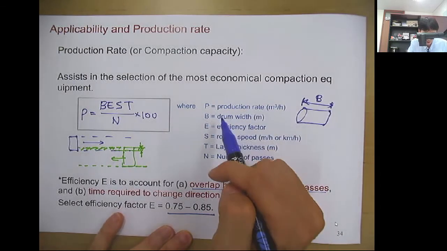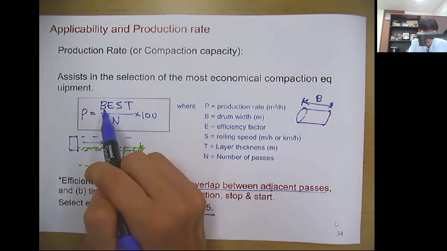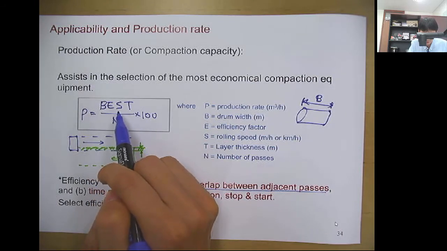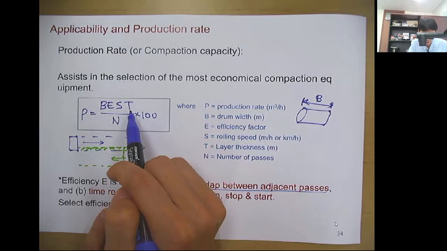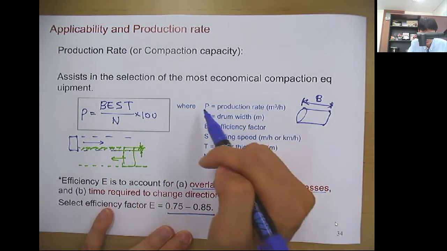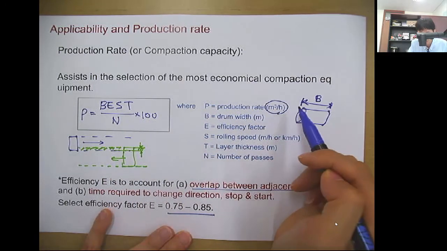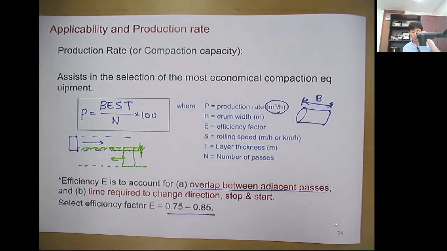So then the production rate is, because you multiply meter, meter per second, and meter, so that you have a production rate in cubic meters per hour, cubic meters per minute or cubic meters per second.